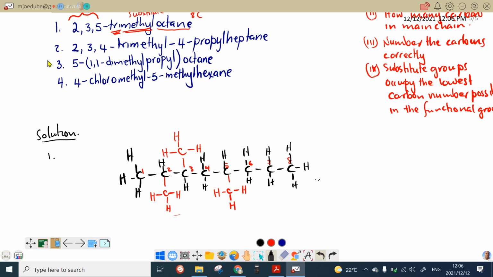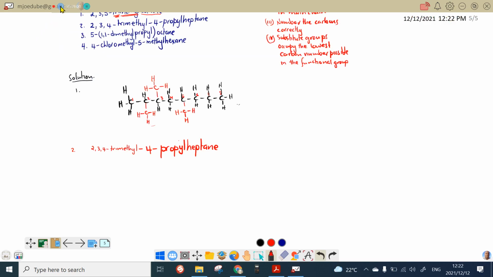Right? So in the next example, I'm going to give you a chance to try and write the formula of trimethyl 4-propyl heptane. Right, in the example where you have to represent the formula of 2,3,4 trimethyl 4-propyl heptane.